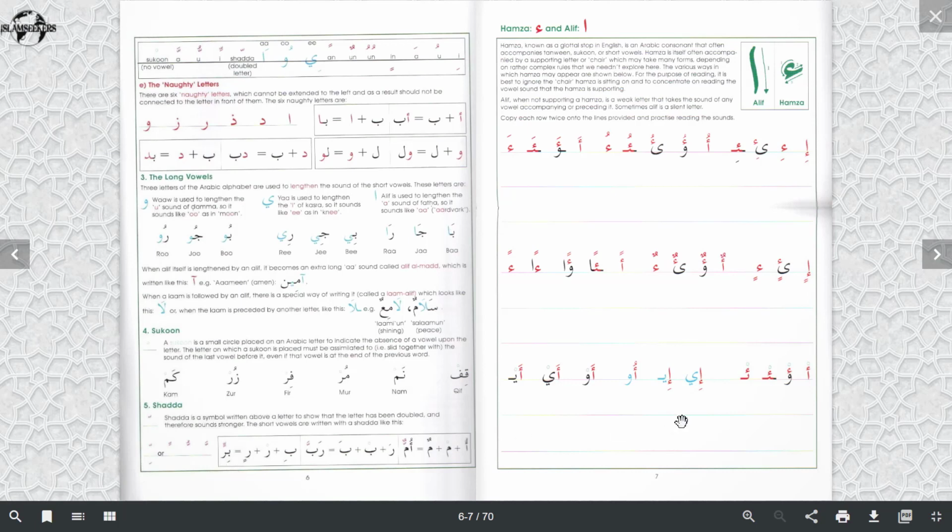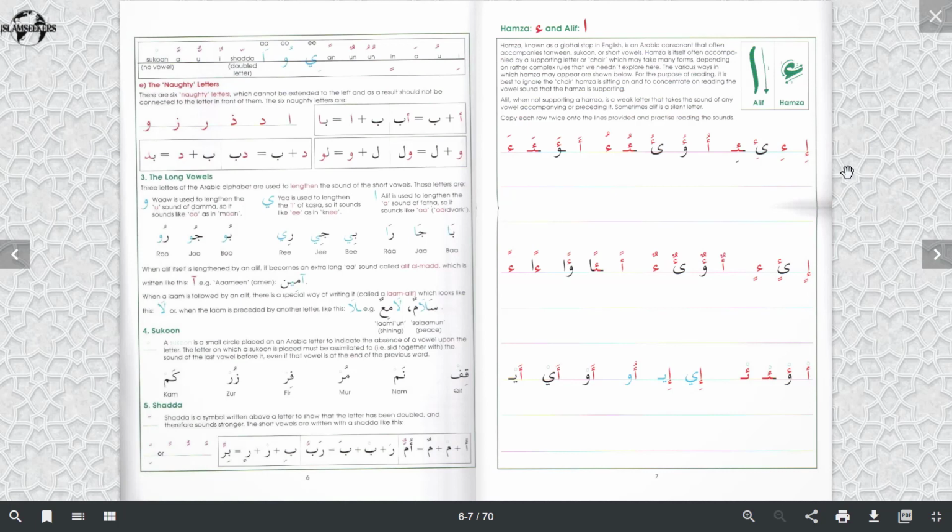Page 7. Hamza and Alif. Hamza, known as a glottal stop in English, is an Arabic consonant that often accompanies tanween, sukoon or short vowels. Hamza is itself often accompanied by a supporting letter or chair, which may take many forms, depending on rather complex rules that we needn't explore here. The various ways in which Hamza may appear are shown on page 7.